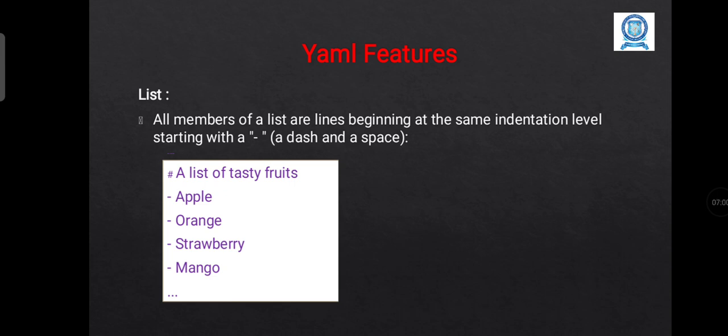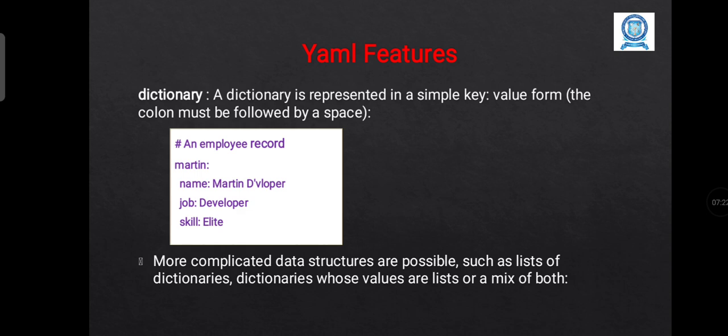Let us see some examples of different data structures that can be created in YAML. List, we can create a list of items, and in YAML the list should be started with a hyphen. Each item should be mentioned with a dash or a hyphen. For example, here we are creating a list of fruits: apple, orange, strawberry, mango, etc. Also, we can define dictionaries. Dictionaries are represented in a simple key value data structure.